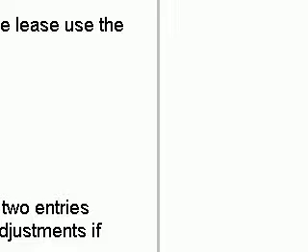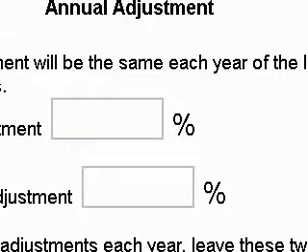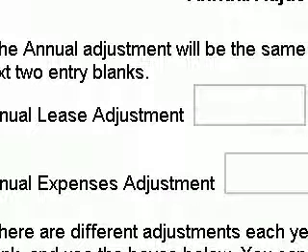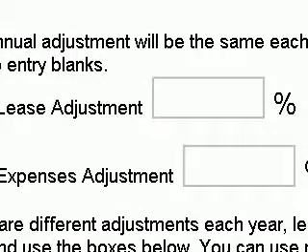Now, the next entry blanks here are called annual adjustments. What this means is every year the rent will either go up or down, probably up a certain percentage. The rent and the expenses are calculated separately. You can enter some sort of adjustment here based on what you and the landlord agree upon. So we can say a 5% adjustment for rent and a 3% adjustment for expenses. And now it's going to calculate that adjustment every year.